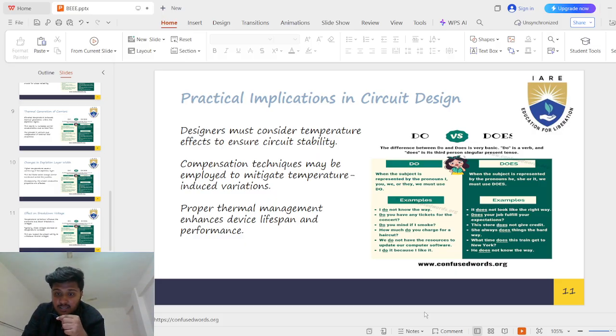Practical implications in circuit design. Electronic components like diodes, transistors, and ICs change their behavior when the temperature changes. For example, some may conduct more current when hot or require less voltage to operate. If designers ignore these effects, circuits can become unstable, malfunction, or even fail. To prevent this, engineers use temperature compensation techniques. This can include adding extra components that adjust the circuit automatically as temperature changes, choosing materials that are less sensitive to heat, or designing circuits that naturally balance out temperature effects.